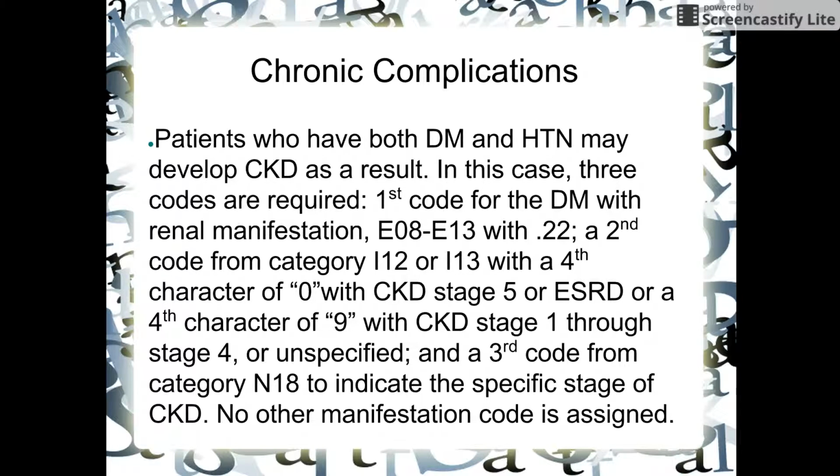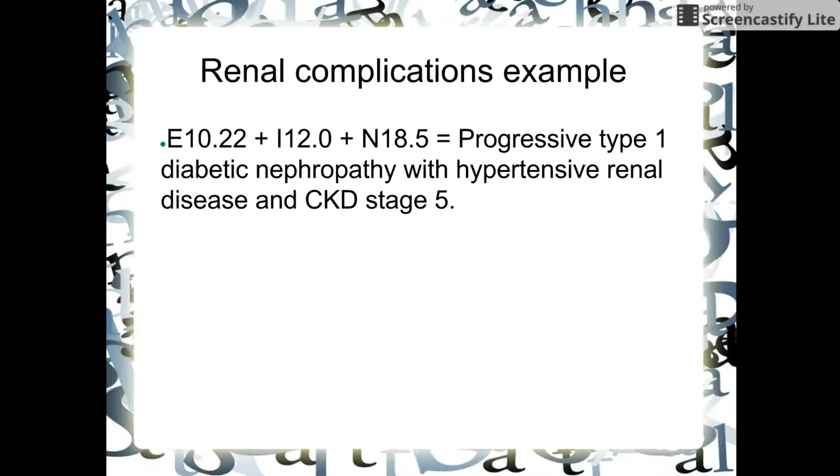Patients who have both diabetes and hypertension may develop chronic kidney disease. As a result, three codes are required. First, code the diabetes with renal manifestations, E08 through E13 with .22. Secondly, code the I12 or I13 with the fourth character of a 0 with chronic kidney disease stage 5 or greater, or a fourth character of .9 with chronic kidney disease stage 1 through 4 unspecified. The third code would be your N18 code to state which stage of chronic kidney disease. And I've given an example.